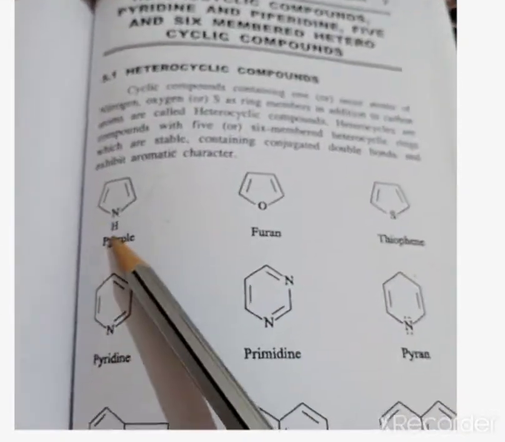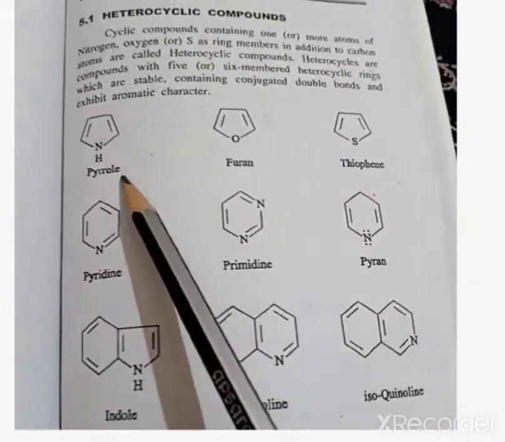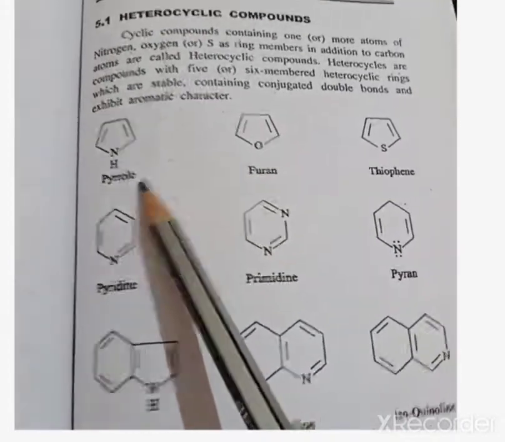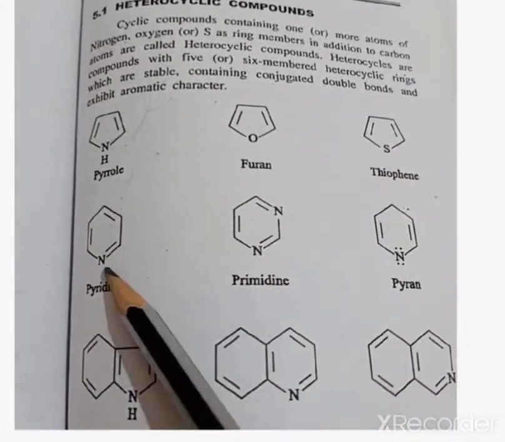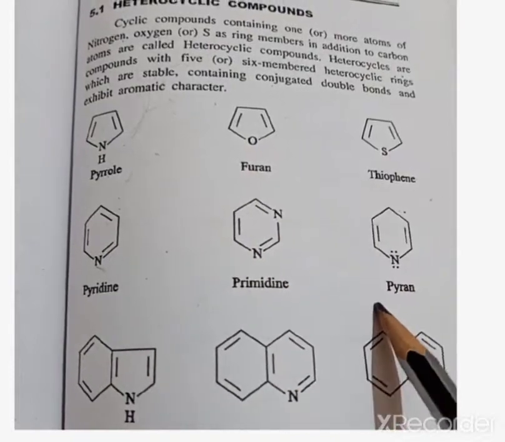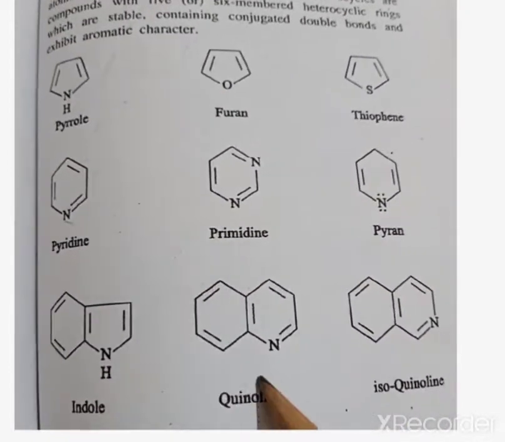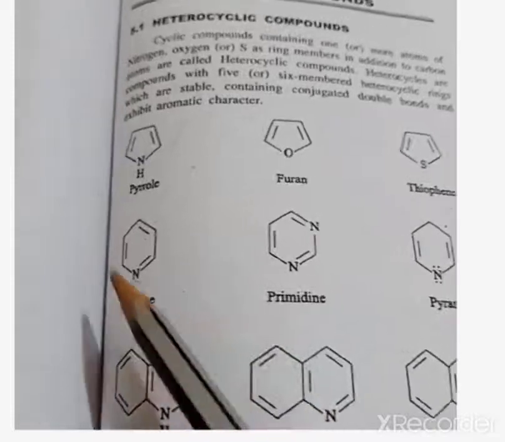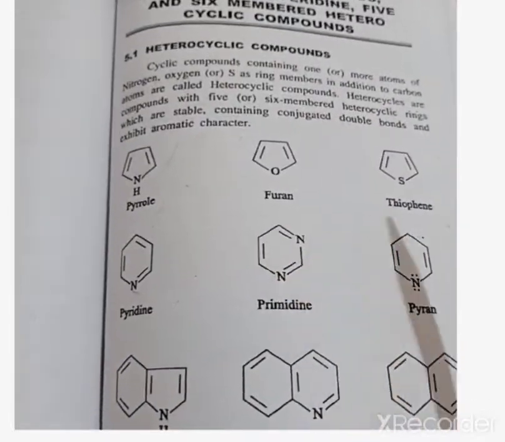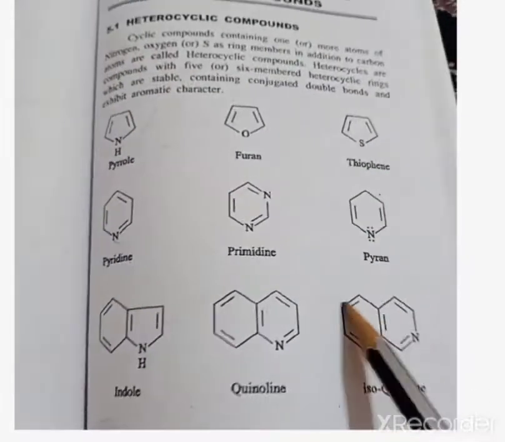So these are examples of heterocyclic compounds: pyrrole, furan, thiophene, pyridine, pyrimidine, pyran, indole, quinoline, and isoquinoline. These are the general definition of heterocyclic compounds and examples of this class.